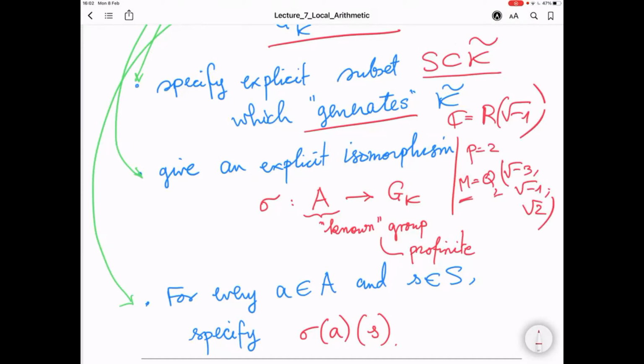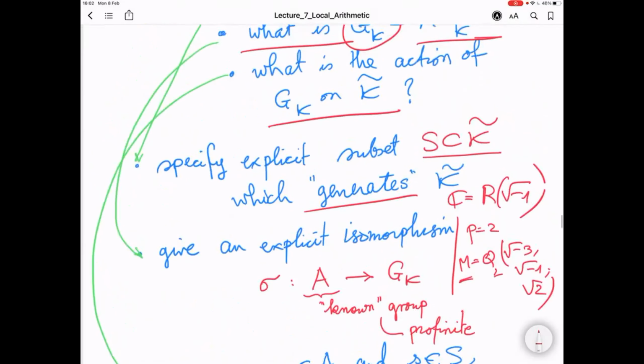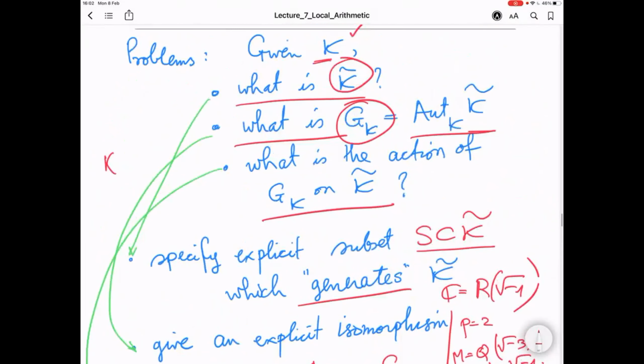But M is not K tilde. It's not Q2 tilde. It's just a small extension of Q2. It's not the separable algebraic closure of Q2. We are now taking a very big extension, K and K tilde. It's sort of the largest possible algebraic and separable extension.